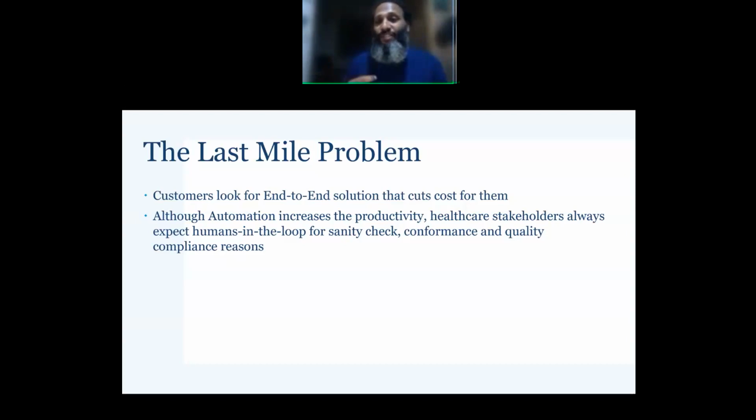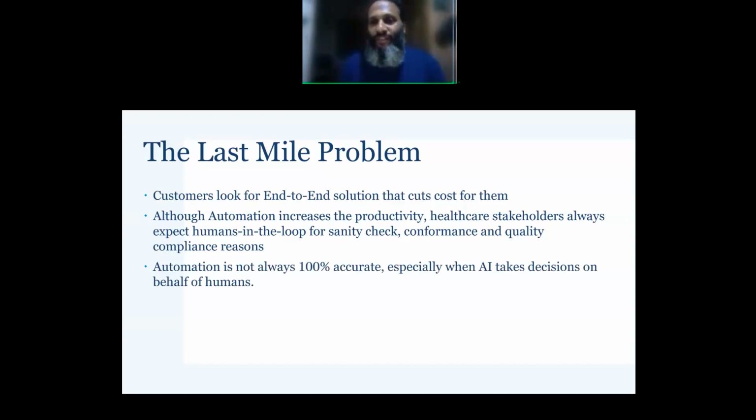So the problem here is, although automation increases productivity and reduces cost, the healthcare stakeholders always expect humans in the loop to do sanity checking, conformance, and quality compliance. See, they have their own quality guidelines that they have to adhere to. And so far, they have been adhering to these guidelines because everything is human powered and they have defined a process perfectly for humans. Now you are changing the game completely, saying, okay, I will do 90% of the job using machines and 10% of the job using humans. So it's going to be slightly interesting to convince them. I mean, if you pitch it appropriately, there is a high chance of converting somebody who's not a believer to someone who wants to believe, right?